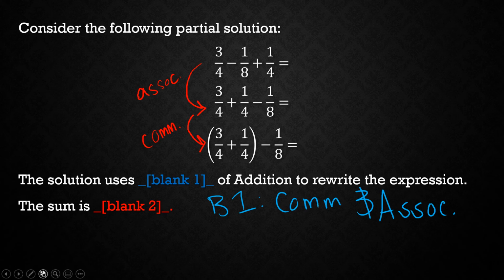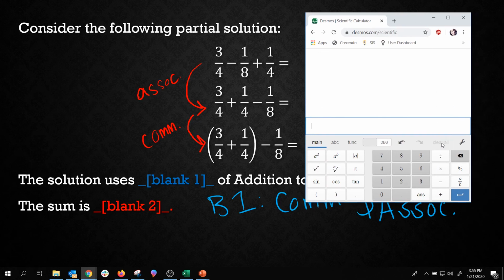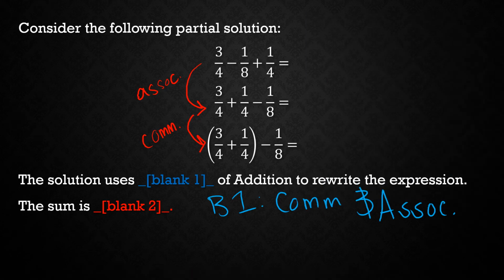And blank 2 is asking for the sum, so to figure out the sum, I'm going to type that exactly into the calculator how I see it here, so with parentheses and everything. So I have 3 over 4 plus 1 over 4, and I'm going to subtract that from 1 over 8, which tells me that it's 0.87, or if I hit this, it will tell me it as a fraction. Which is 7 over 8. So for blank 2, here I'd have 7 over 8.